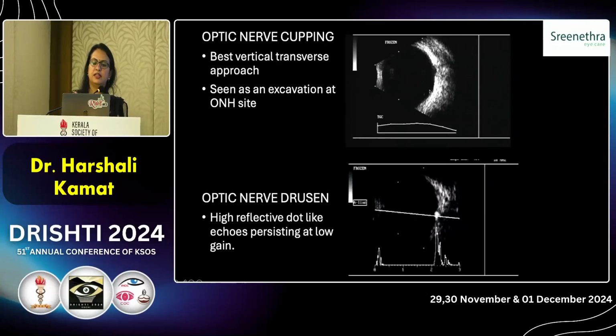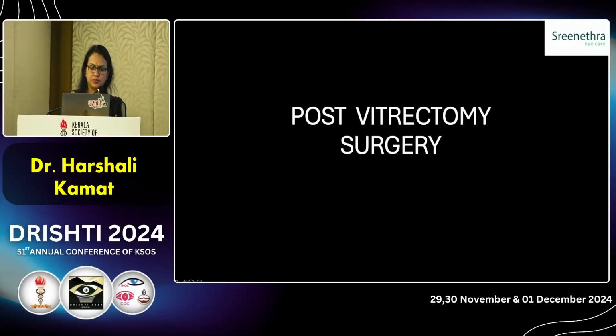The optic nerve head cupping of more than 0.7 can sometimes be demonstrated on the B scan. A high reflective echo at the optic nerve head, which persists in low gain, can help you differentiate between papilledema and pseudopapilledema in case of optic nerve head drusen.